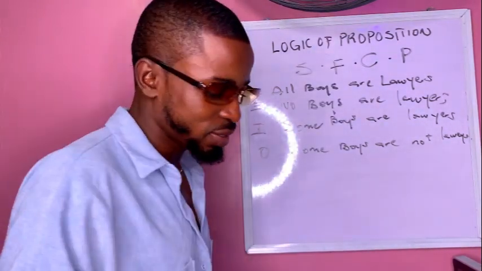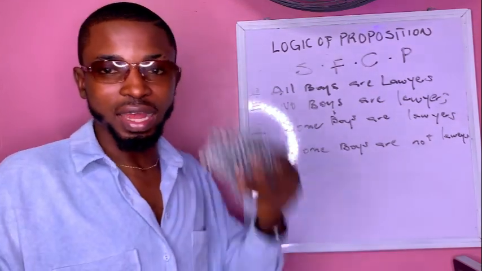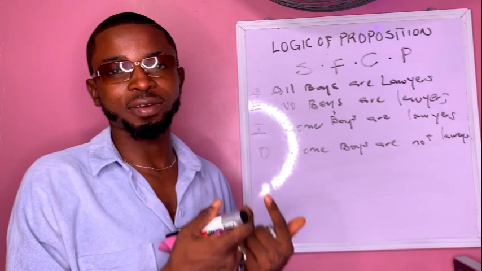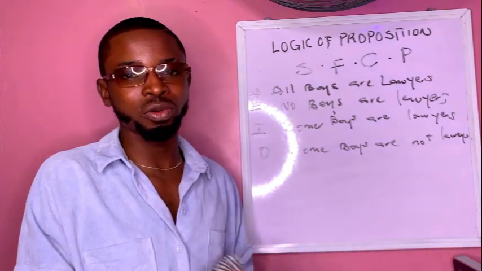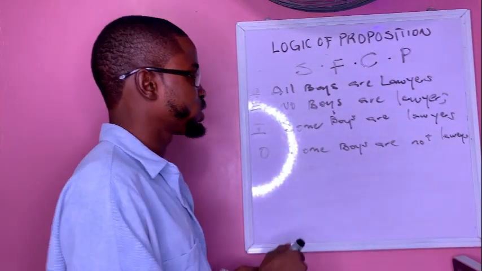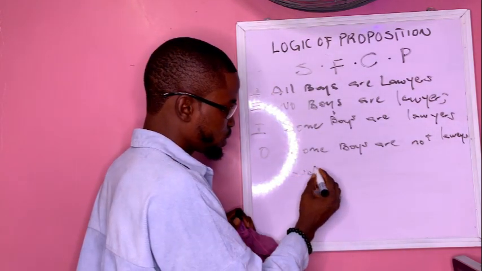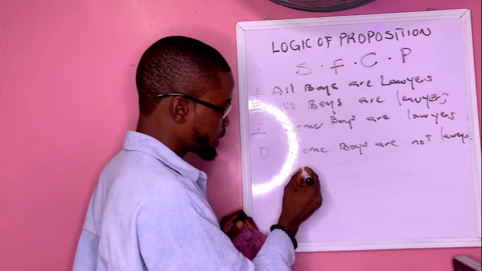So the next thing that we're going to be talking about is the components. We can use this to analyze the components of standard form categorical proposition. That is, what are those things that come together to make a standard form categorical proposition? What are the components of standard form categorical proposition? So the first thing that we're going to be talking about is the subject term. Let me just say S, subject term.